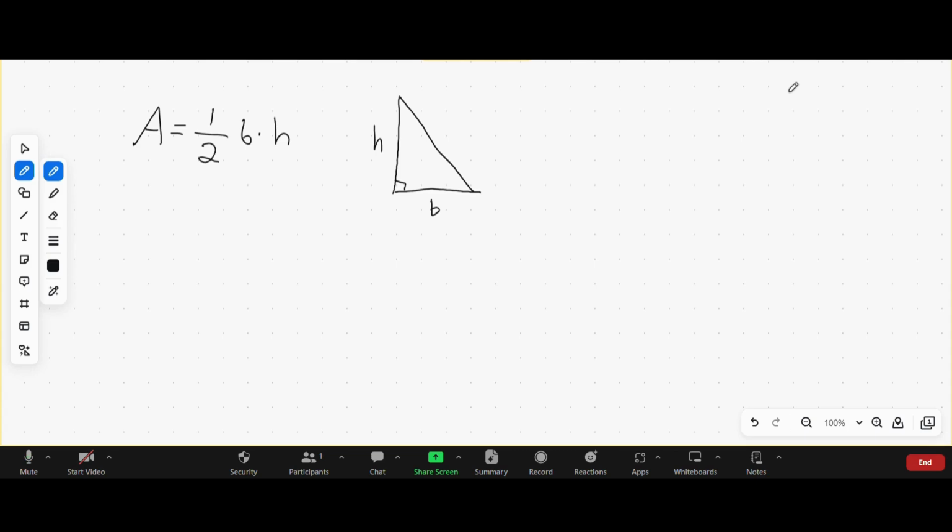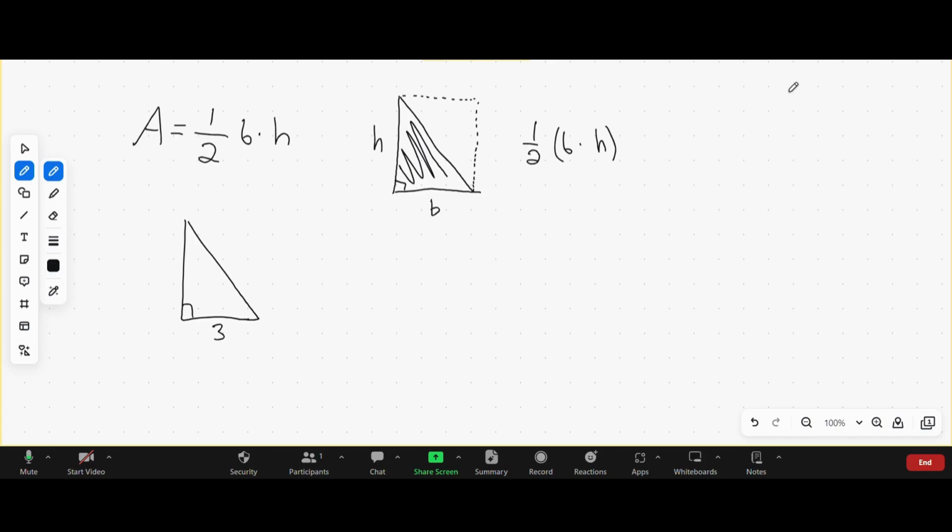Now a little bit of theory into this, for the reason of the 1/2. If we transposed this triangle and added on a double, kind of like a twin, and made it into a rectangle, the area of this entire enclosed region would be the base times the height. However, because we're just looking at 1/2 of that region, just this triangle here, the area is 1/2 base times height.